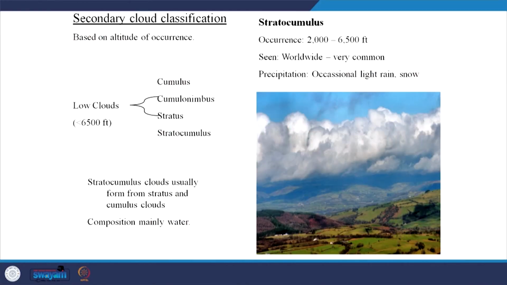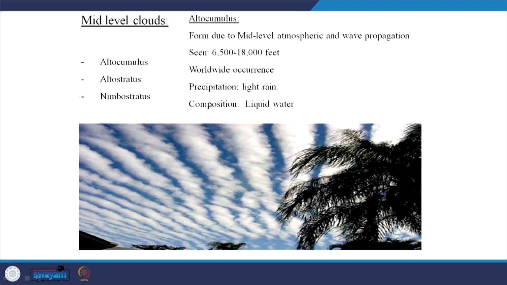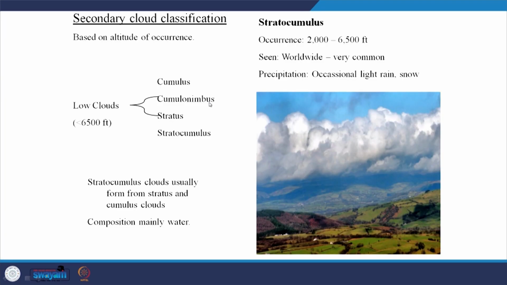So secondary classification of clouds is based on the altitude of occurrence. So we have seen the low clouds which lie below 6,500 feet: cumulus, cumulonimbus, stratus and stratocumulus. We also saw that we associate a particular suffix, called nimbus, only with those types of clouds which can result in reasonable amounts of precipitation, right. And stratocumulus clouds are usually formed from the stratus and cumulus clouds.